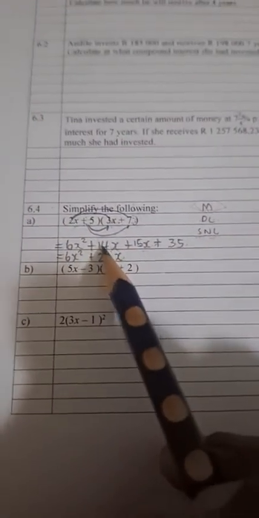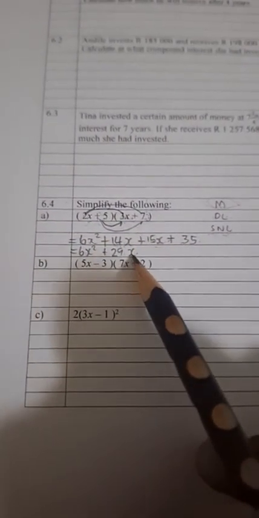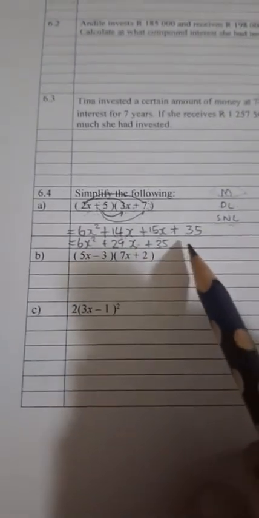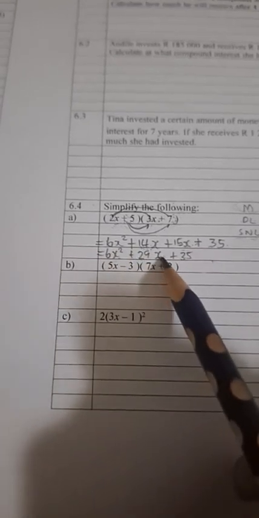So the variable doesn't change when we are adding like terms. What changes is the coefficient. 14 plus 15 is 29. We retain the x, and then the 35, which is our constant term. So all in all, our final answer is 6x squared plus 29x plus 35. Why is this the final answer? Remember, 6x squared is different from 29x, is different from 35 with no x or x squared. So these are unlike terms. We cannot add or subtract unlike terms. So we leave our answer at this stage.